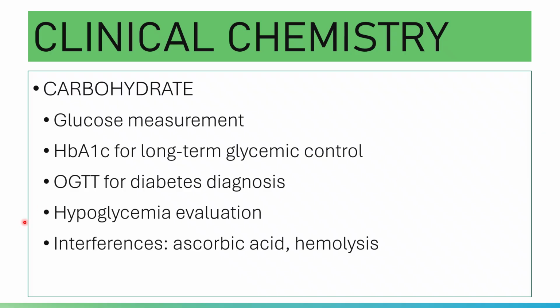And yes, you have a lot of interferences, such as ascorbic acid and hemolysis. Please note that the primary goal for requesting glucose measurement is to rule out diabetes mellitus.